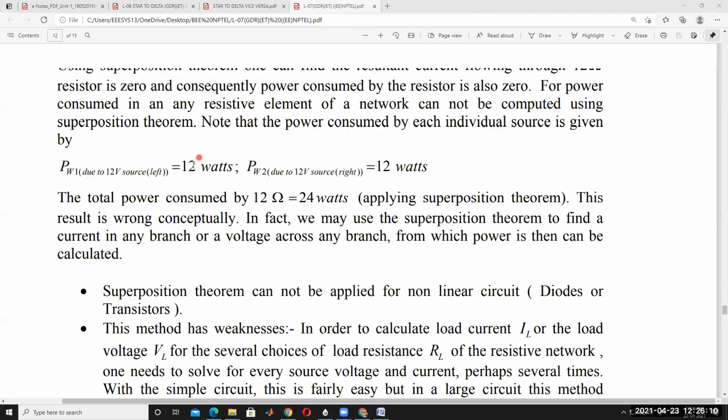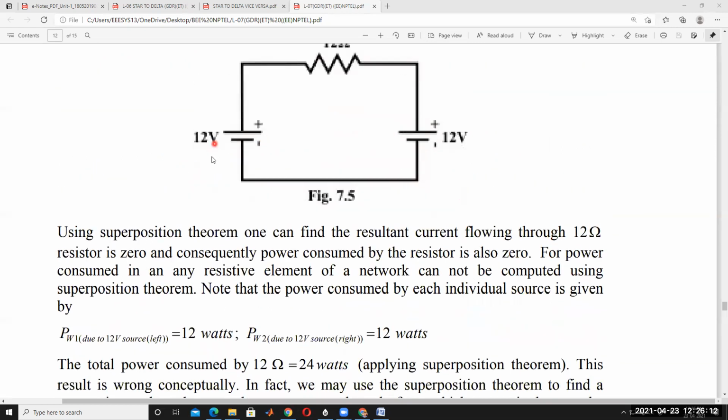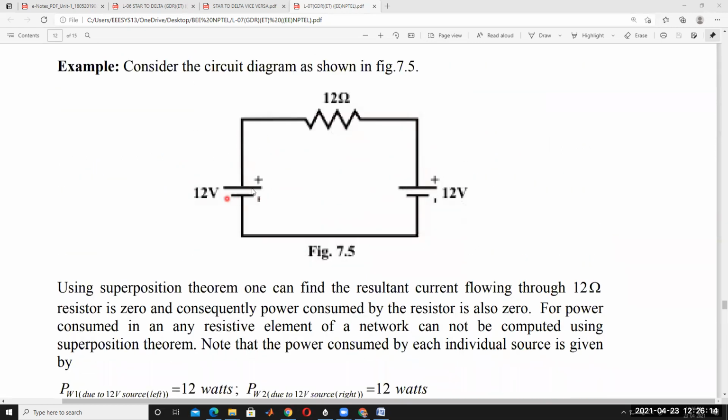Okay, power due to the 12 volt cells. Activate this source and deactivate this source, so it is short circuited. What is the current here? 12 by 12, that means 1 amp. So power is equal to V into I, 12 into 1, that's 12 watts.